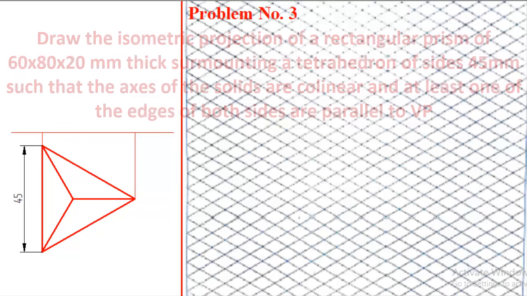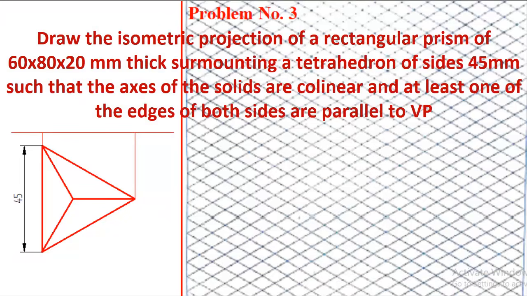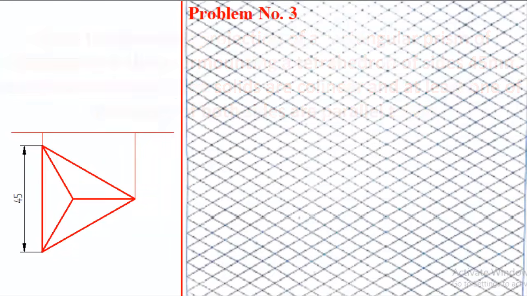The question is given like this: draw the isometric projection of a rectangular prism of 60 x 80 x 20 mm thick surmounting a tetrahedron of sides 45 mm such that the axes of the solids are collinear and at least one of the edges of both solids is parallel to VP. Okay, this is the question. We have two objects: one is a rectangular prism and the other is a tetrahedron.